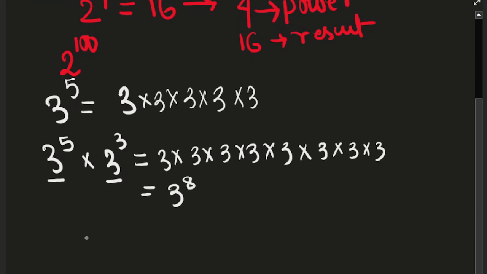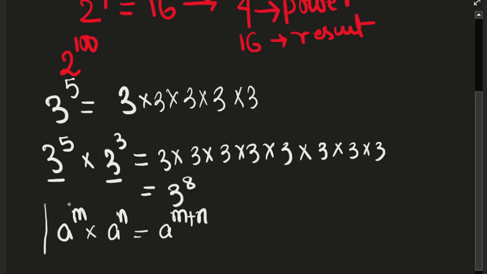That means when we are multiplying two exponents, the powers are added. So a to the power of m multiplied by a to the power of n will be a to the power of m plus n. This is one formula.